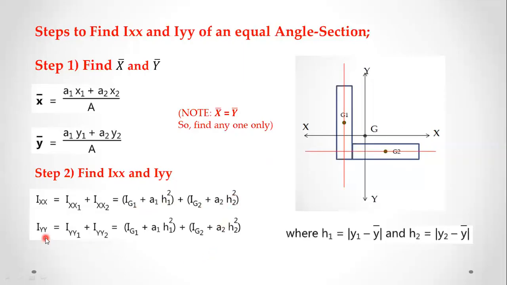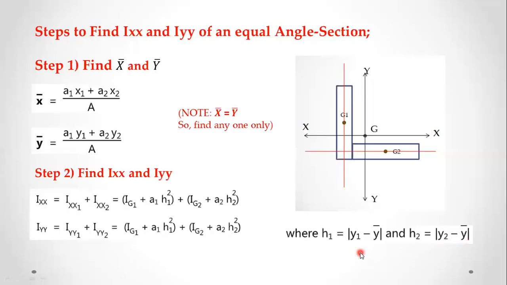Similarly, Iyy is equal to Iyy1 plus Iyy2. Iyy1 means the moment of inertia of the first rectangle about the y-axis. Iyy2 means the moment of inertia of the second rectangle about the y-axis. Here also we have to use the parallel axis theorem. But because x bar is equal to y bar and Ixx is equal to Iyy, we are going to find any one only. And we know what h1 and h2 are. h1 is the modulus of y1 minus y bar and h2 is the modulus of y2 minus y bar.